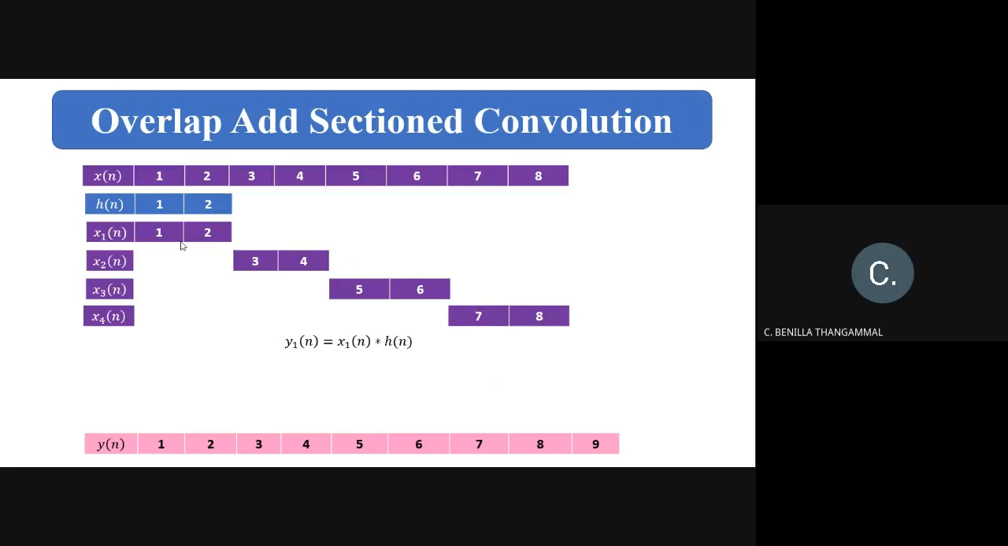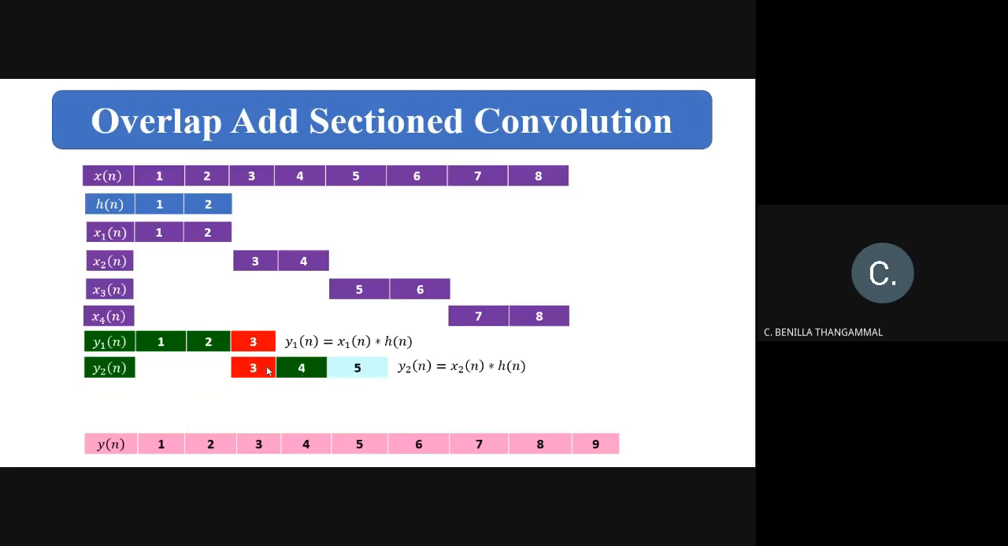Once I obtain my x1 of n, I can start performing the linear convolution. I don't want to wait for the arrival of x2 of n. So I compute y1 of n, which is nothing but x1 of n convolved with h of n. x1 of n has 2 samples, h of n has 2 samples, so y1 of n will have 2 plus 2 minus 1, so 3 samples. By that time x2 of n will have arrived, so I can compute y2 of n, which is x2 of n convolved with h of n. So y2 of n is going to have 3 samples.